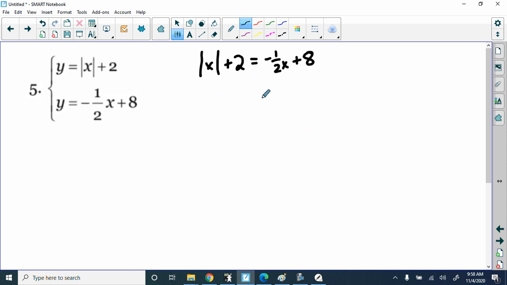Before we set up two equations, our absolute values need to be by themselves. So subtract 2 from both sides. And now we have the absolute values by themselves. So this is where we set up two different equations. We say that x could be equal to the other side, or x could be equal to the opposite of this side.